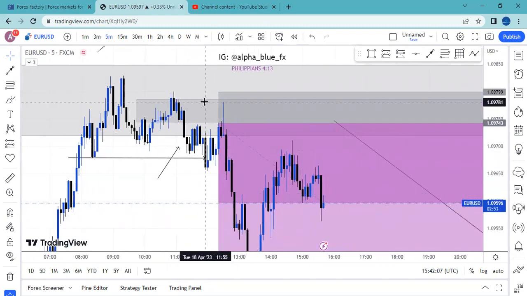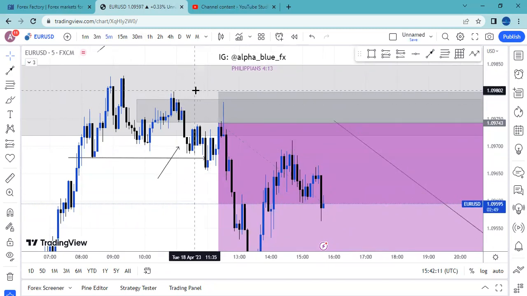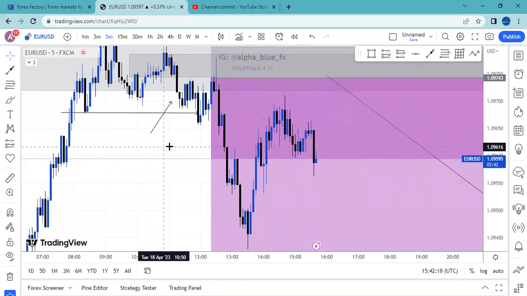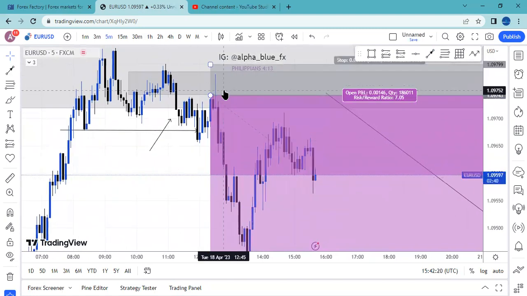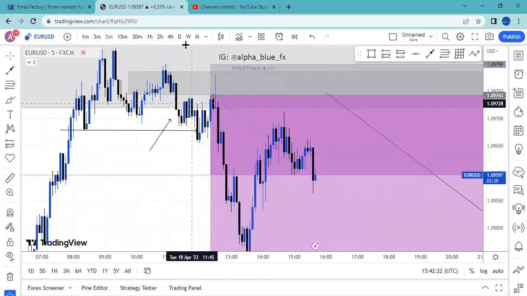I didn't want to set my stop loss just above this candle right here. I wanted to set my stop loss right here, so that was why I set my stop loss here. And then my entry: the market came, tapped me in nicely, and then sold off.